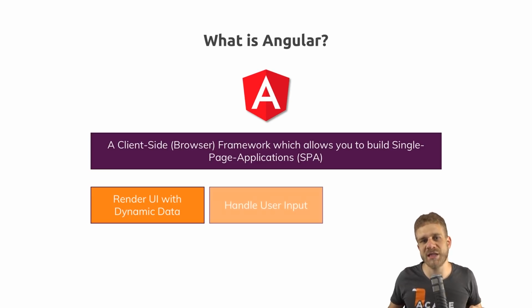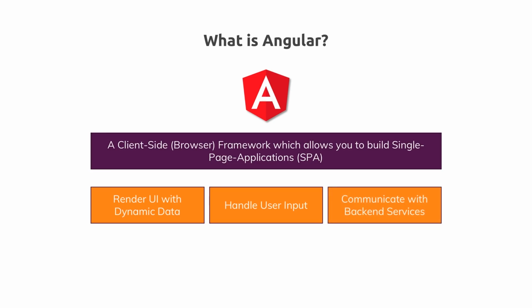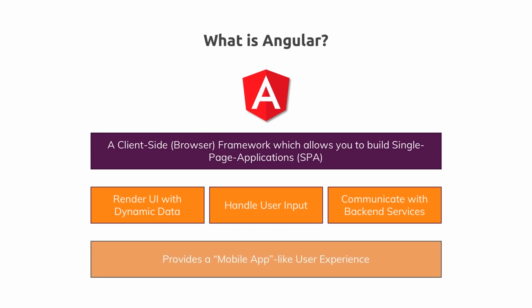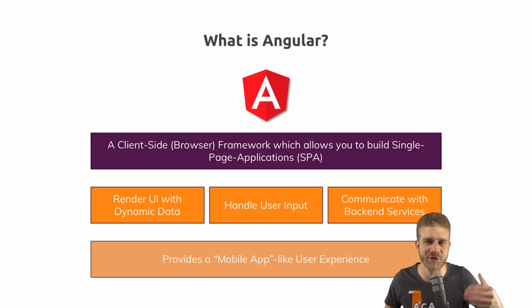It also is responsible for handling user input, so validating that user input and also sending it to the server. Because that's the third part it does, it communicates with our backend, so with that Node Express Mongo combination that seems to be responsible for that. Angular provides a mobile app-like user experience because since we handle everything in the browser through JavaScript, we never need to reload the page. We just change parts of the page with JavaScript through Angular, and therefore everything happens instantly in a very reactive way, and that is the feeling we know from mobile apps.